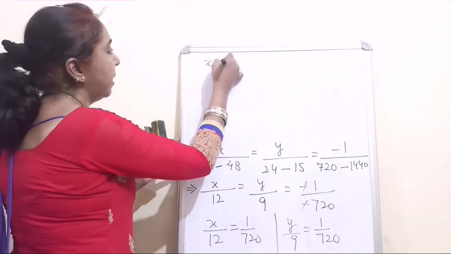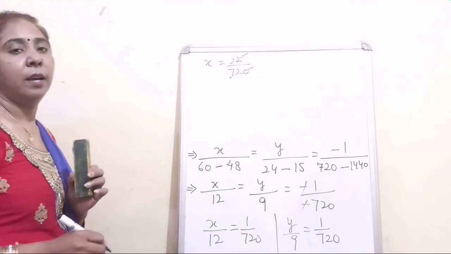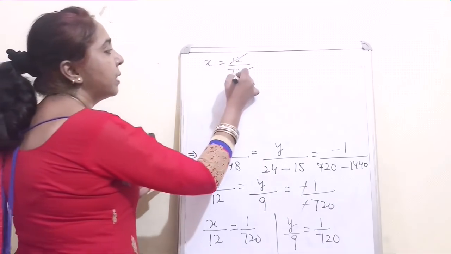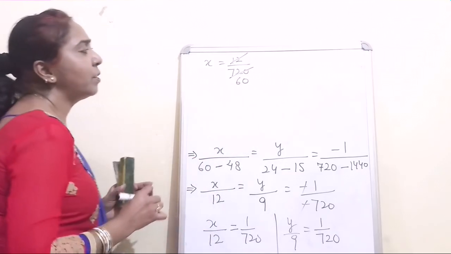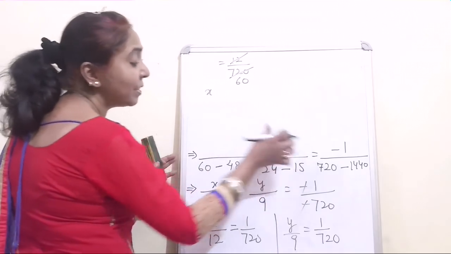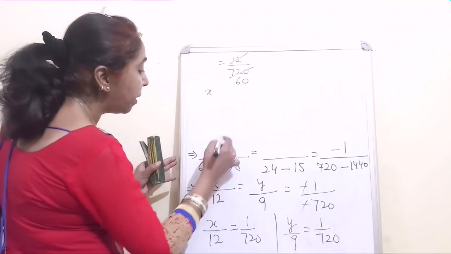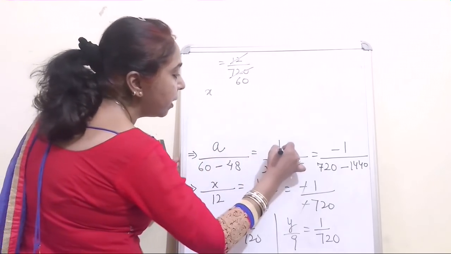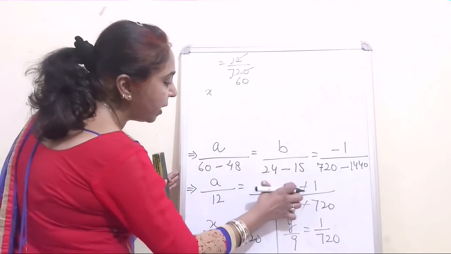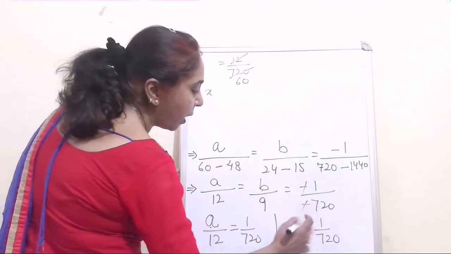X is 12 by 720. 12, 60. What will come here? 60. 12 times 60 is 720. That's why it's not x. I'm sorry, it's not x. Because the equations are in the variables A and B, so our answers should be in A and B. So you have to please correct that. It should be replaced by A and B in spite of X and Y.